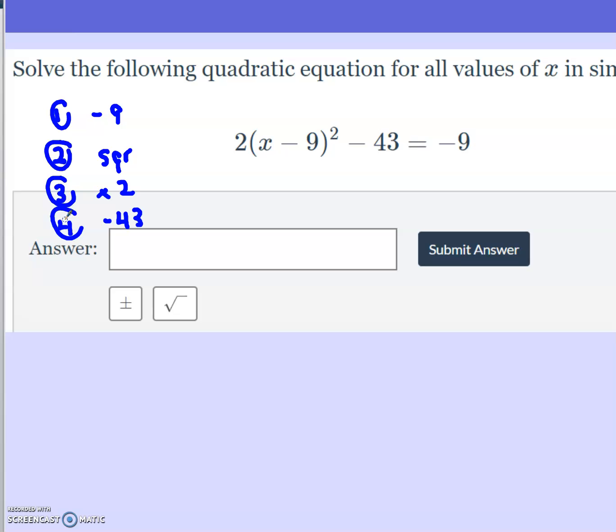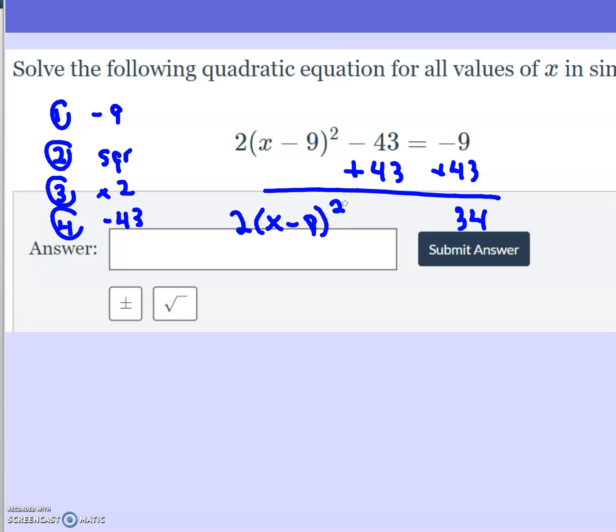So what I'm going to do is add 43 to each side. I'll write plus 43 here, plus 43 there, and on this side I get 34. On this side I've got everything except for the minus 43. So 2(x minus 9) squared equals 43. Well, I took care of undoing minus 43, so now let's undo times 2 by dividing by 2. I get (x minus 9) squared is 17.